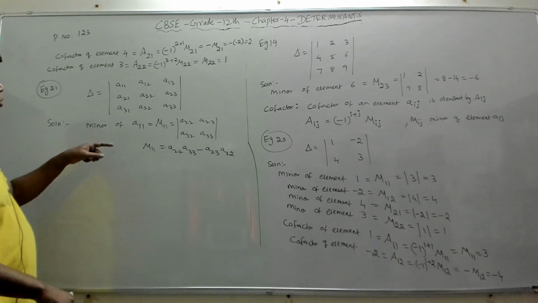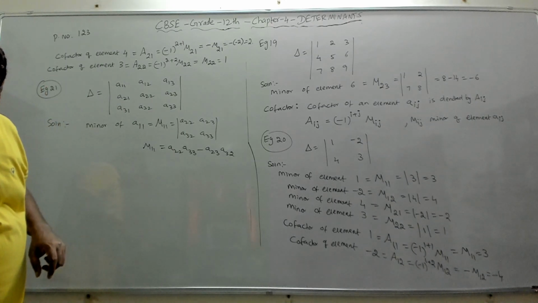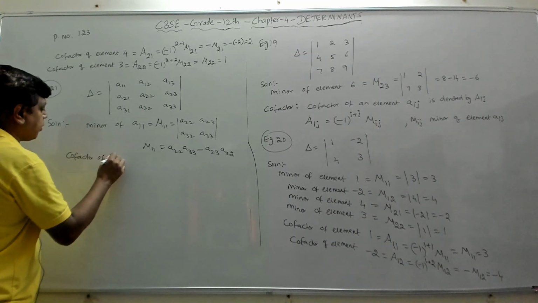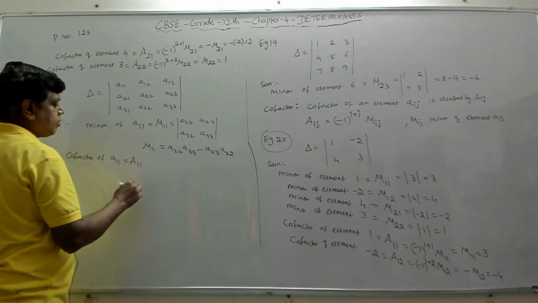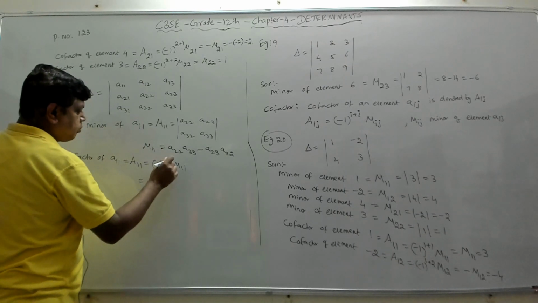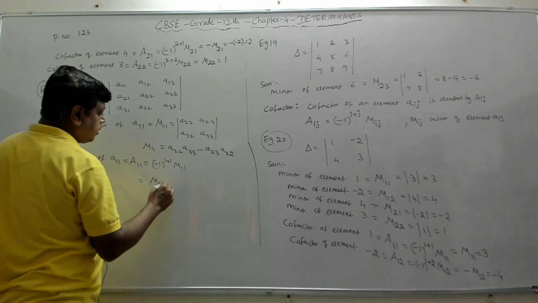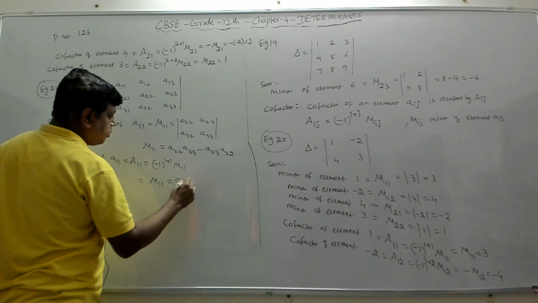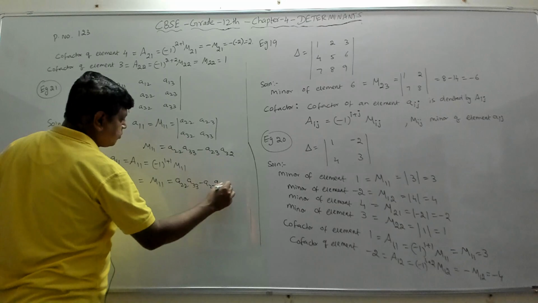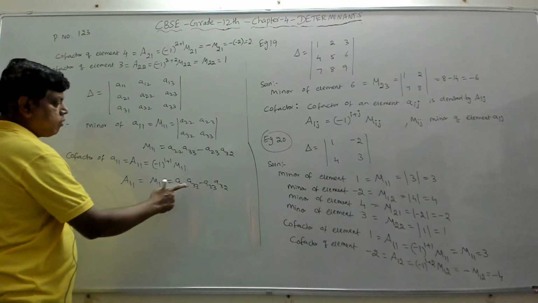Now we should also find the cofactor of A11. The cofactor of A11 is denoted by capital A11. That is equal to minus 1 power 1 plus 1 M11. Minus 1 power 2 is plus, so you get just M11. And M11 is this one: A22, A33 minus A23, A32. So the cofactor of small a11 is capital A11, which is equal to this.